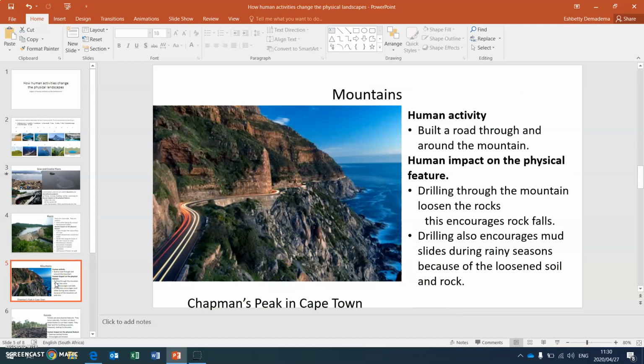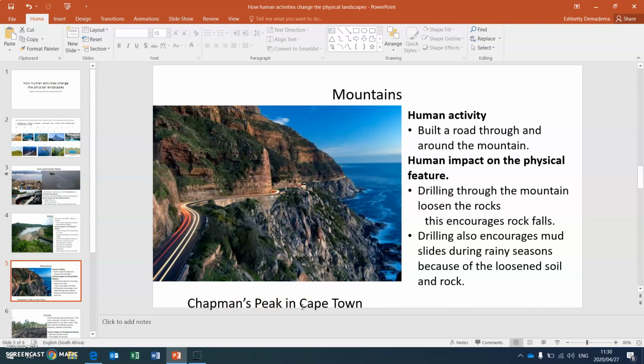Alright, then our next feature is the mountains. Human activity. Yes, I'm sure you can see the human activity there. They have built roads through and around the mountains. This is Chapman's Peak in Cape Town.